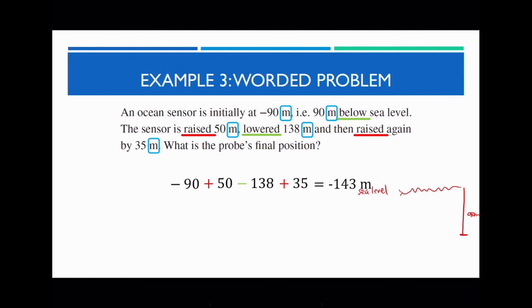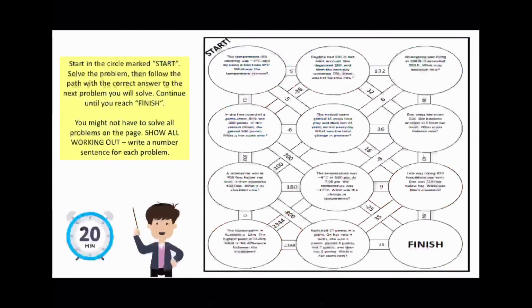Now, to properly answer this question, because you've got a negative sign, you have to tell me what that negative sign means. Because it told us that the negative sign initially meant below sea level, the way I'd answer this is I'd say the probe is 143 meters below sea level. And that is how you would answer the question and obtain full marks.